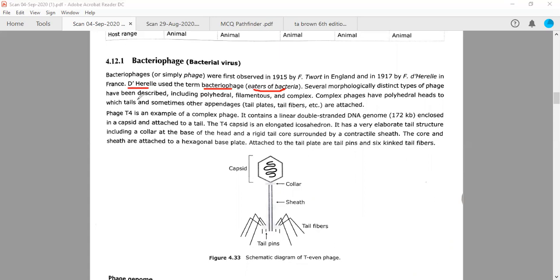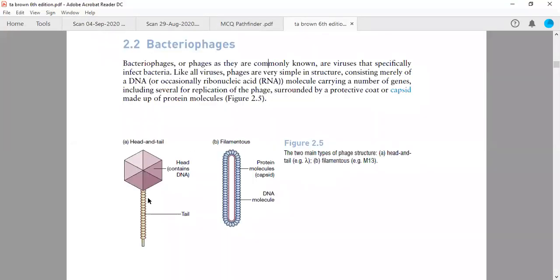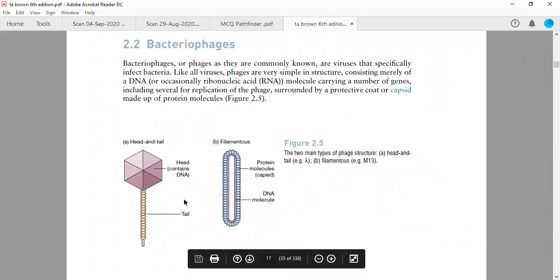Several morphologically distinct types of phages have been described, including polyhedral, filamentous, and complex. Complex phages have polyhedral heads to which the tail and sometimes other appendages, for example, the tail plate, tail fibers, etc., are attached. We have not discussed these other features of bacteriophage. We have just seen a simple bacteriophage, for example, lambda phage, which generally does not have these tail fibers and pins, right? So it has a head and this sheath-like structure, as I showed you. I showed you lambda phage and M13, they do not have these tail fibers and pins like structures.